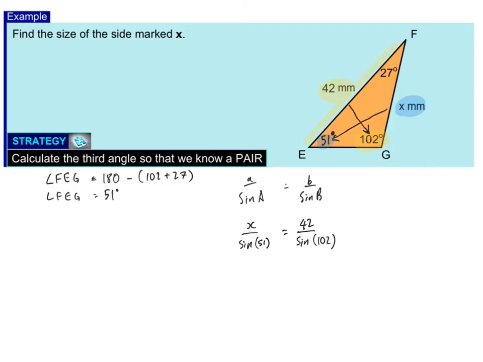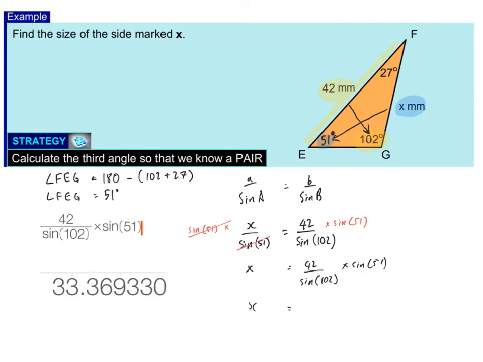102. I'm trying to get the x on its own, so I need to get rid of divide by sine 51, so I'm going to multiply by the sine of 51. That is going to cancel out that division, and I'll be left with x equals 42 over sine 102, and that is going to be multiplied by sine 51. So typing that into my scientific calculator gives me the answer.